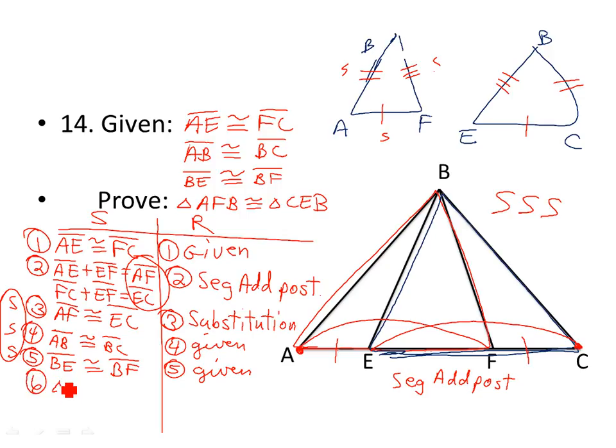So we go to the triangles. They gave us the triangles, so we don't have to match them up ourselves. How do we know those two triangles were congruent? Side, side, side.